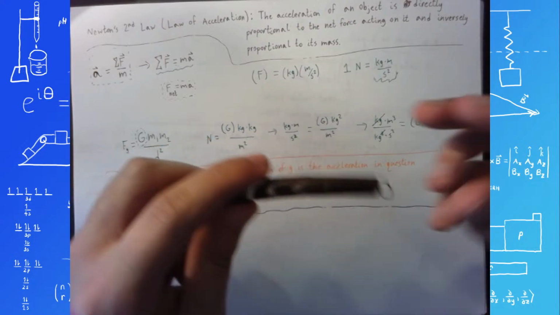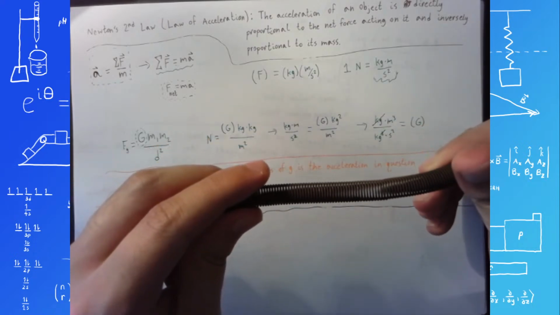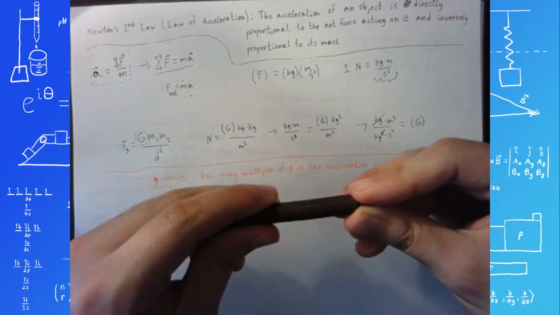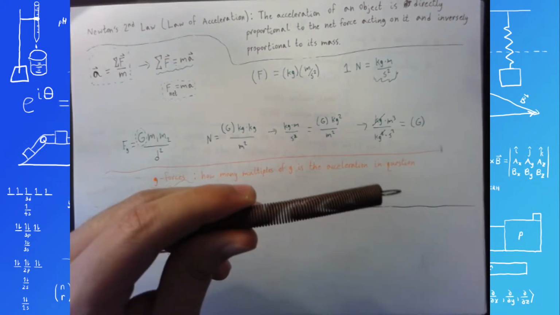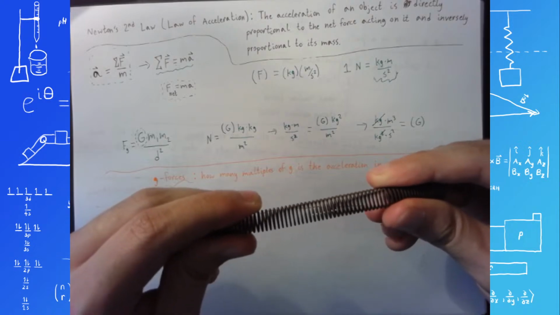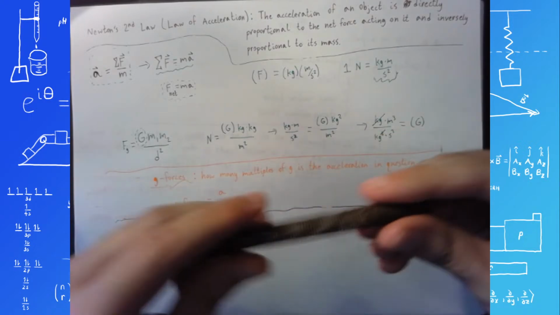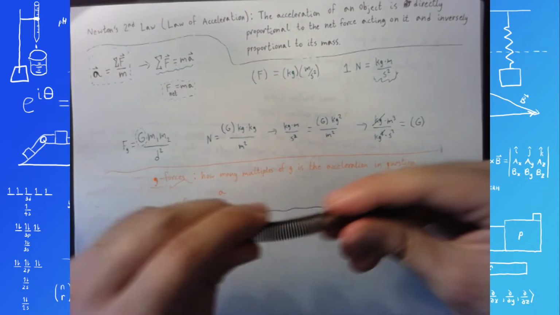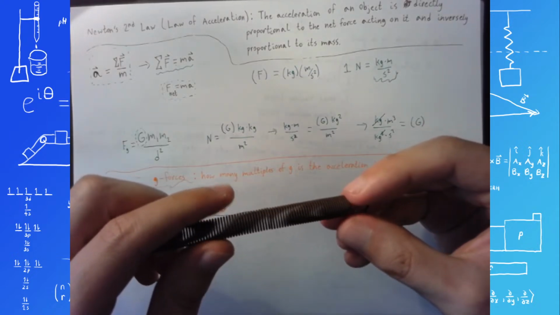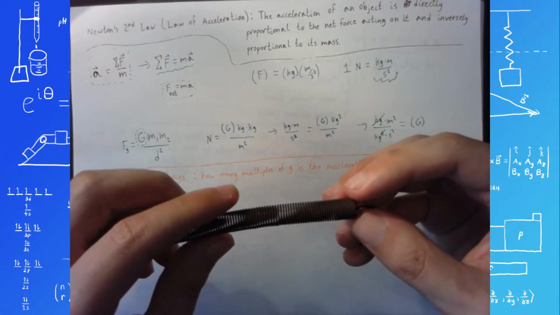It kind of does what tension does, but also can do what normal force does. If I push on it, it does what normal force does and pushes back. If I pull on it, it does what a rope would do and pulls back. And the farther you stretch it, or the farther you compress it, the stronger that force will be.